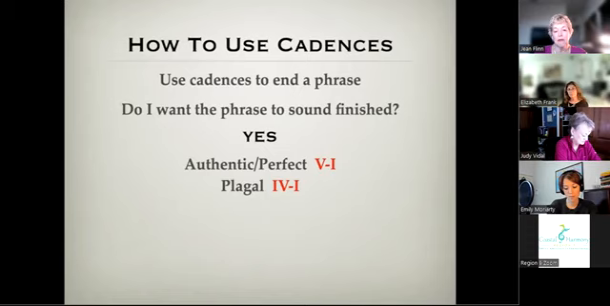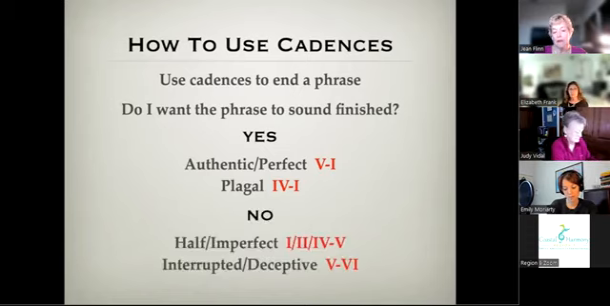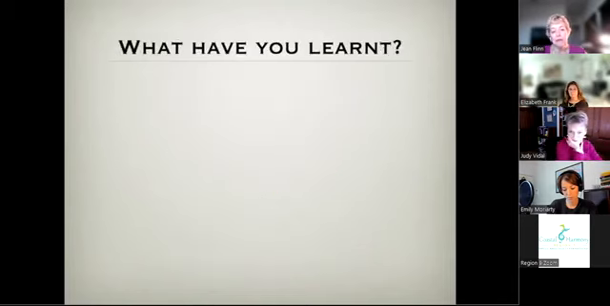If the answer is no, that you don't want your phrase to sound finished, then you choose either the imperfect or the interrupted. Again, typically you'll use the imperfect, so 1, 2, or 4 to 5, but sometimes you just might want to bring this element of surprise into your composition by using the interrupted cadence and going from chords 5 to 6. So what have we learnt?